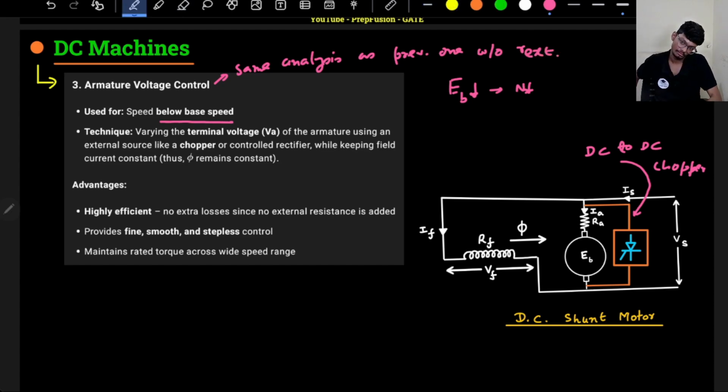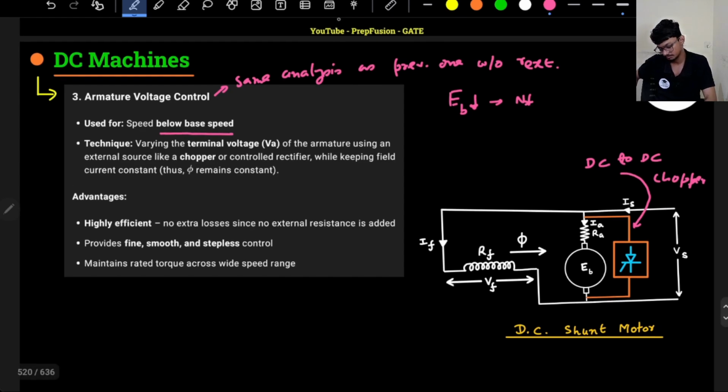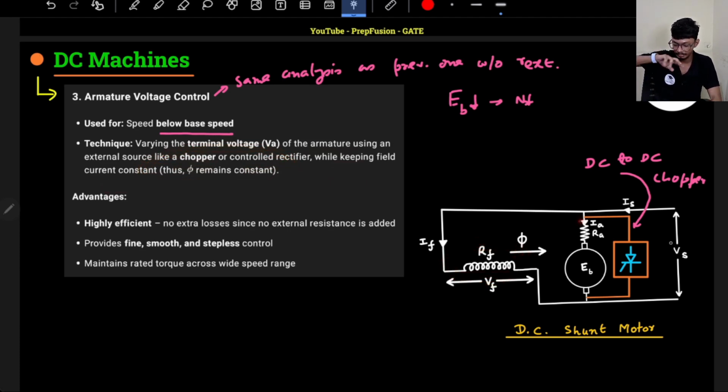Okay, without R external. The technique is varying the terminal voltage VA of the armature using an external source like a chopper or controlled rectifier while keeping the field current constant. So the field current will of course be constant here. We'll make the field current constant. Just remember, the supply terminal voltage will be constant. We'll connect a DC to DC chopper that will just control the armature voltage.